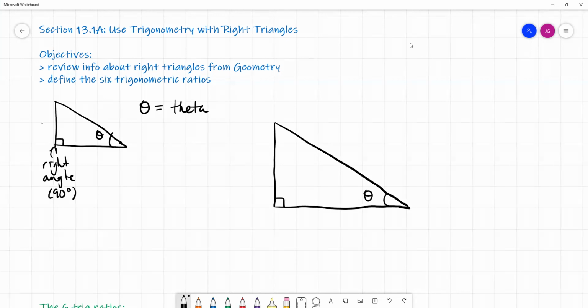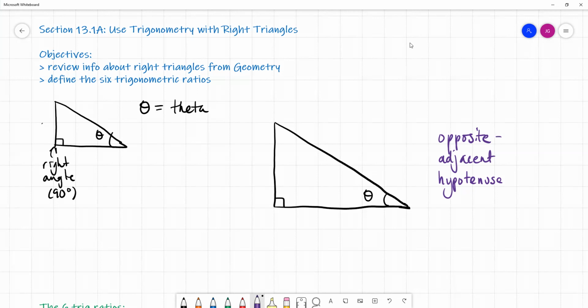And so I have three different types of sides that I can talk about on the right triangle: the opposite side, the adjacent side, and the hypotenuse. Hypotenuse. It's a nasty word. It's weird to pronounce and weird spelling, in my opinion. So what does it mean for a side to be the opposite side, the adjacent side, and the hypotenuse?